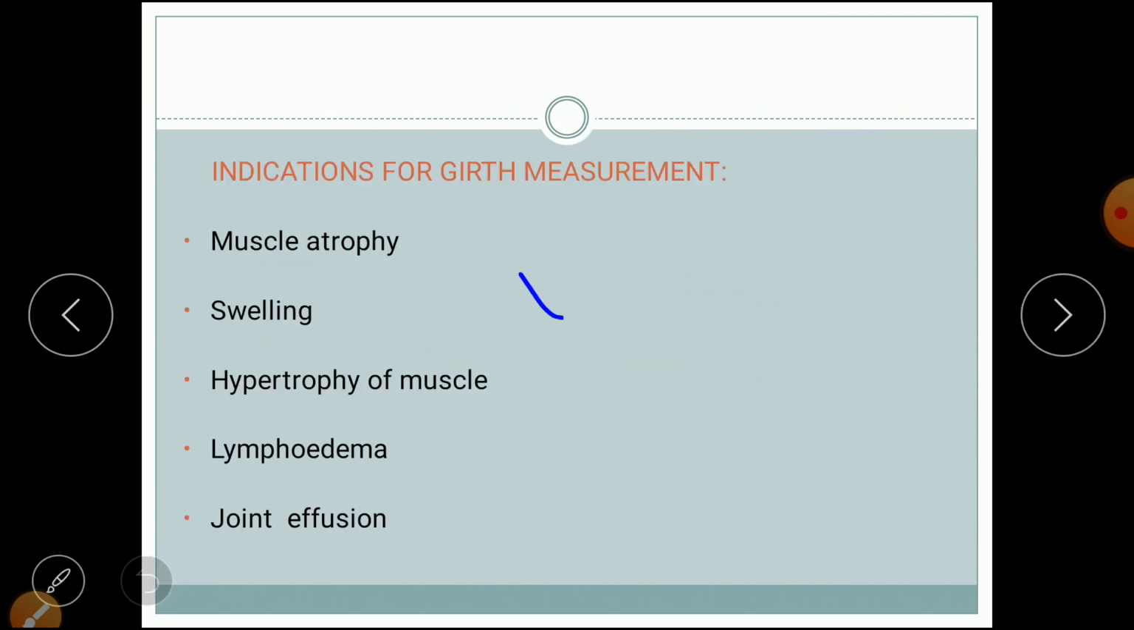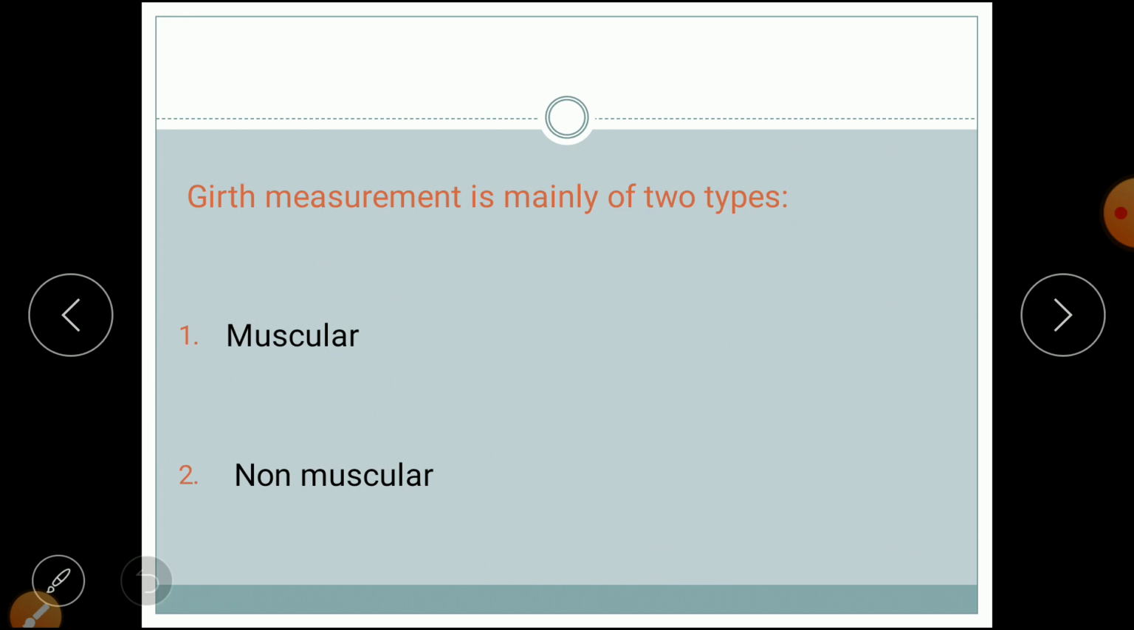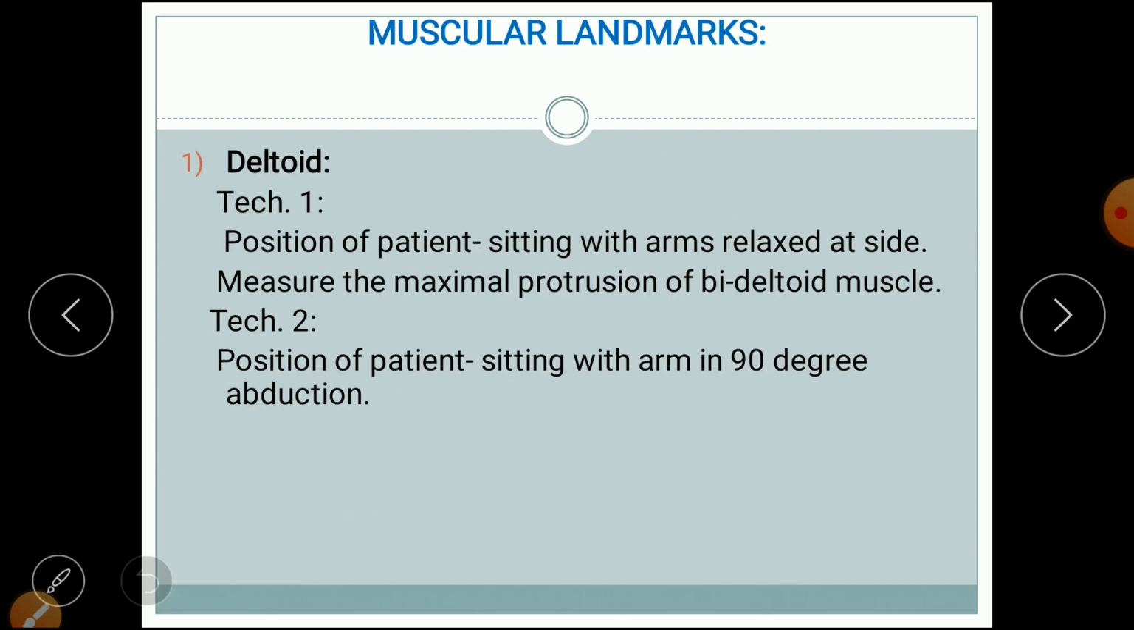Next are the indications for girth measurement: muscle atrophy, swelling, hypertrophy of muscle, lymphedema, and joint effusion. Girth measurement is mainly of two types, the muscular one and the non-muscular one. Now the muscular landmarks, starting with the deltoid.